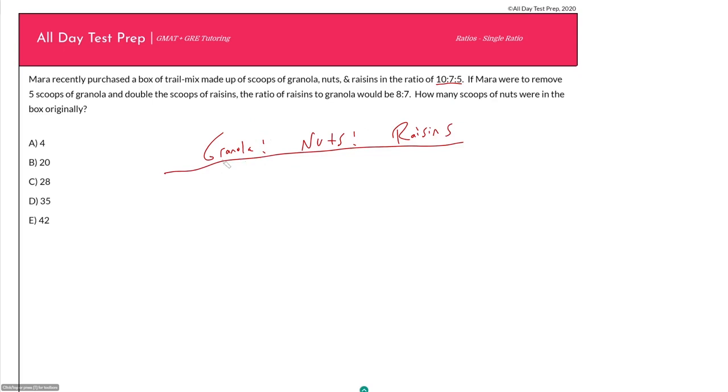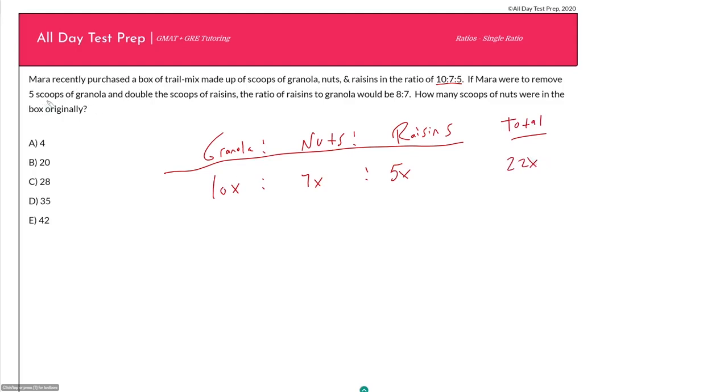So instead of saying 10 to 7 to 5, I'll say I have 10x scoops of granola, I have 7x scoops of nuts, and I have 5x scoops of raisins. It also means I have 22x total scoops of stuff.